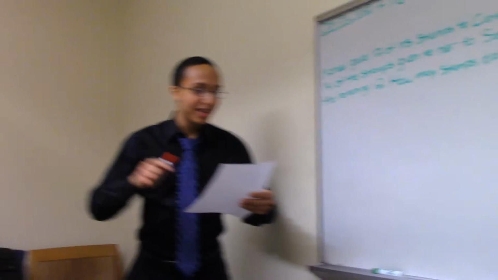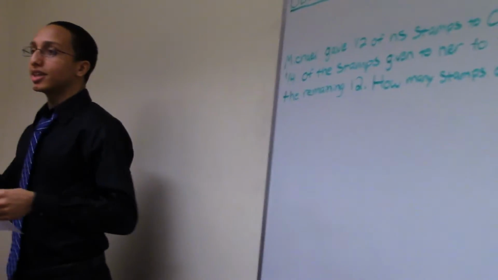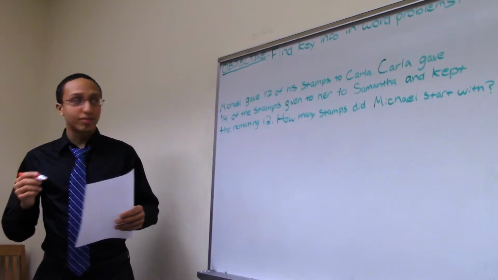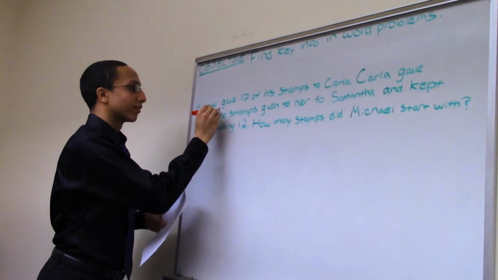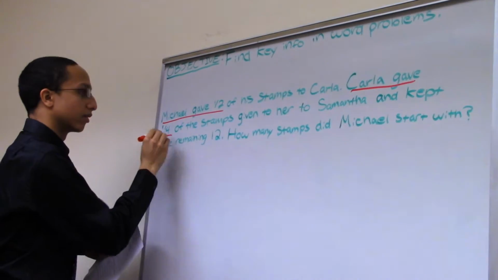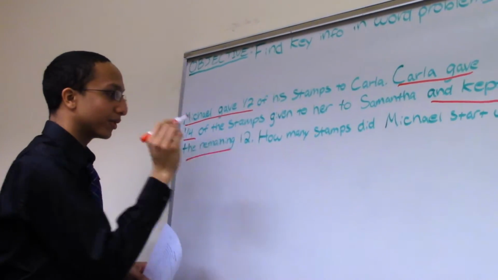Yes. Awesome. So now we're going to move on to the second step, which is to underline keywords and phrases. Arasis, can you tell me which key phrases you see? Michael gave 1/2 of his stamps to Carla. Carla gave 1/4 of the stamps given to her to Samantha and kept the remaining 12. Perfect.